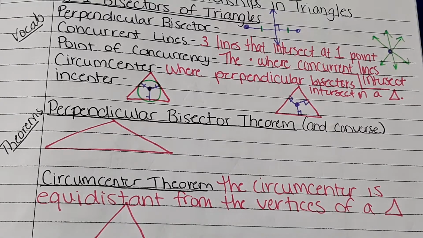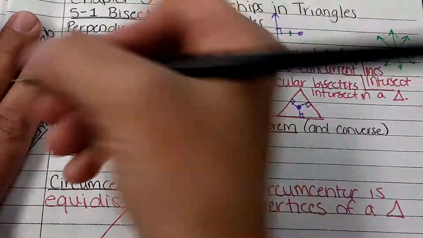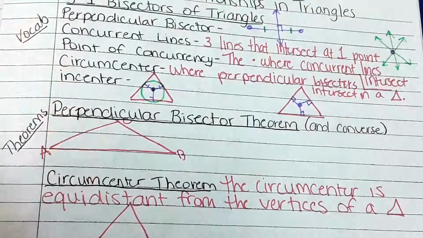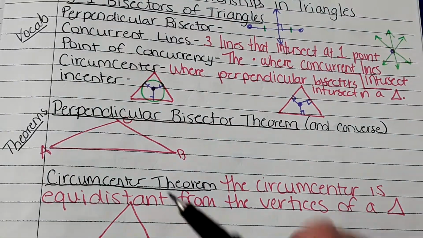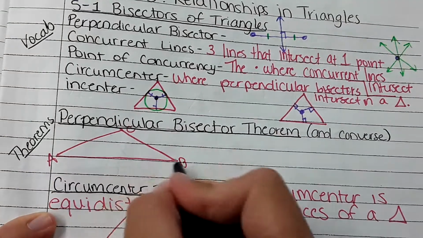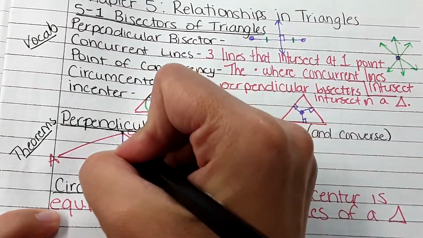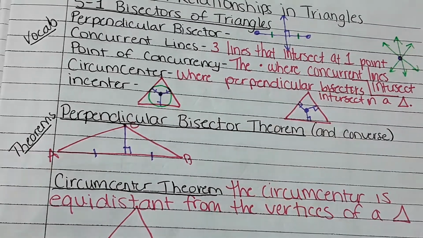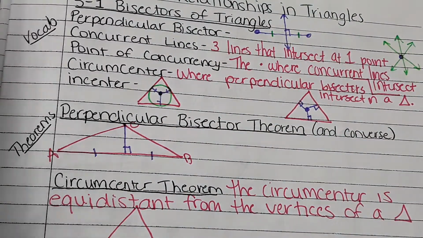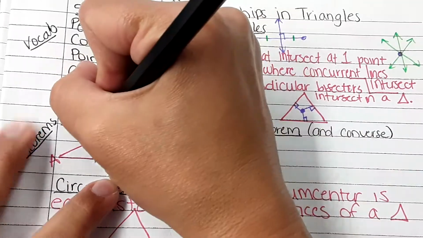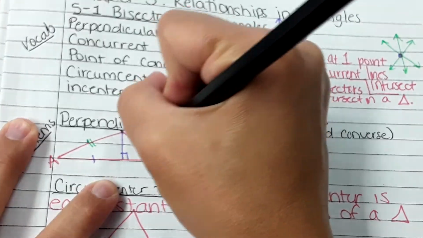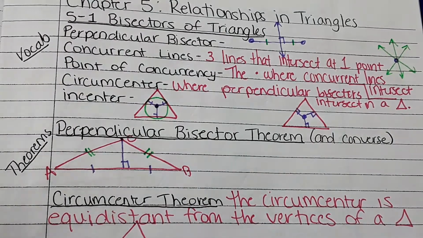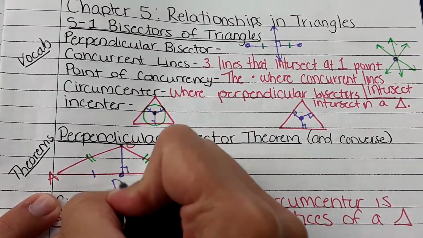Next one, perpendicular bisector theorem. So I'm going to label this triangle A, B, C. And then I'm going to draw a perpendicular bisector that bisects line AB. So that means this is the same length as this. What also happens is that AC is congruent to CB. Oh, I forgot to. This point right here is D.